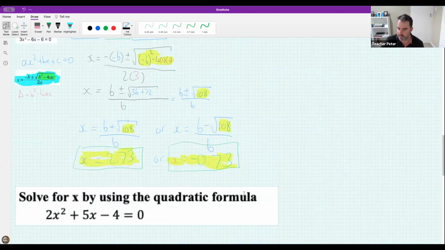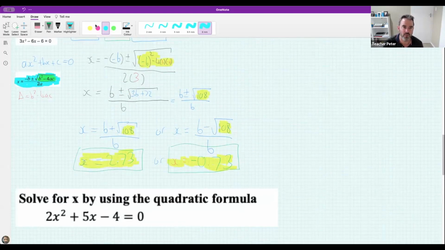I want everyone to try and solve this quadratic equation for me. When you are done, I want you to say done in the chat. If you can't remember what the formula looks like, you're probably not alone. The quadratic formula looks like this.